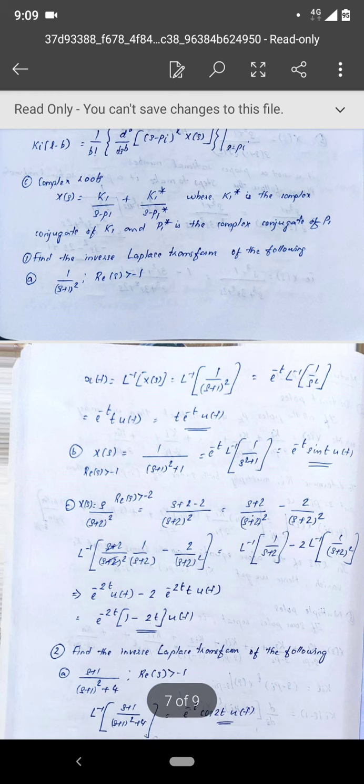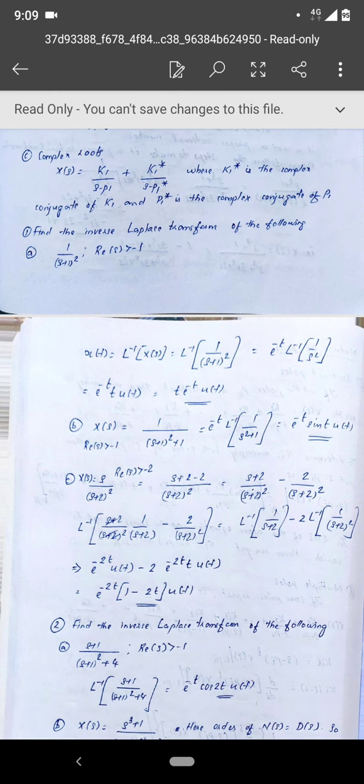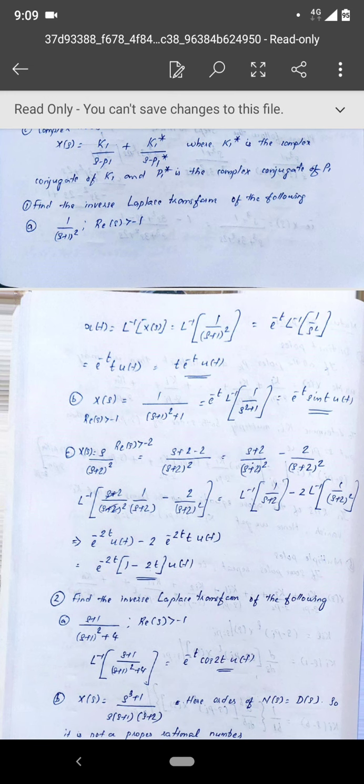and then u of t, t square u of t, then e raised to minus at u of t, e raised to at u of t, e raised to minus at cos t u of t, then e raised to at cos t u of t, then e raised to minus at sin t u of t, e raised to at sin t u of t. All those results are very important. I told in that class itself, these results are more important than their derivations. Those results have to be learned by heart.